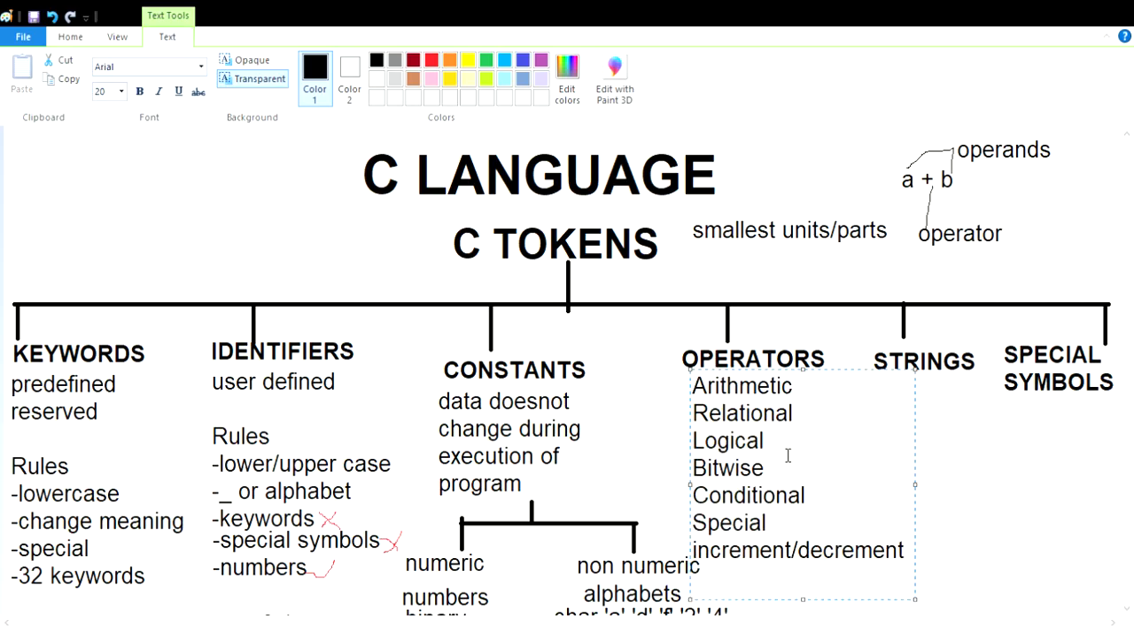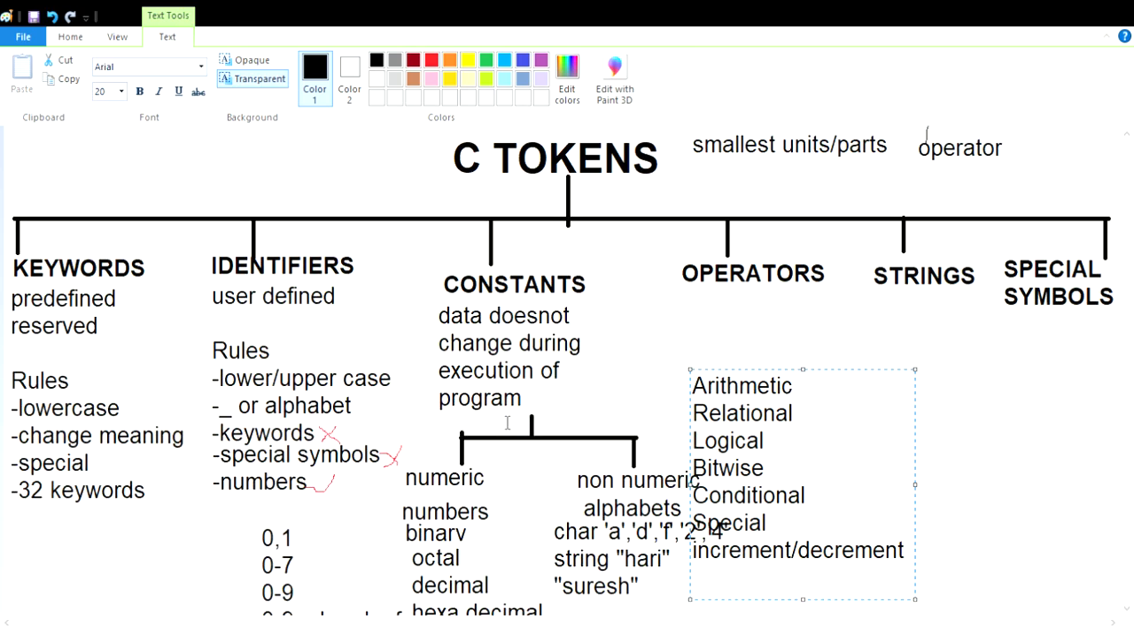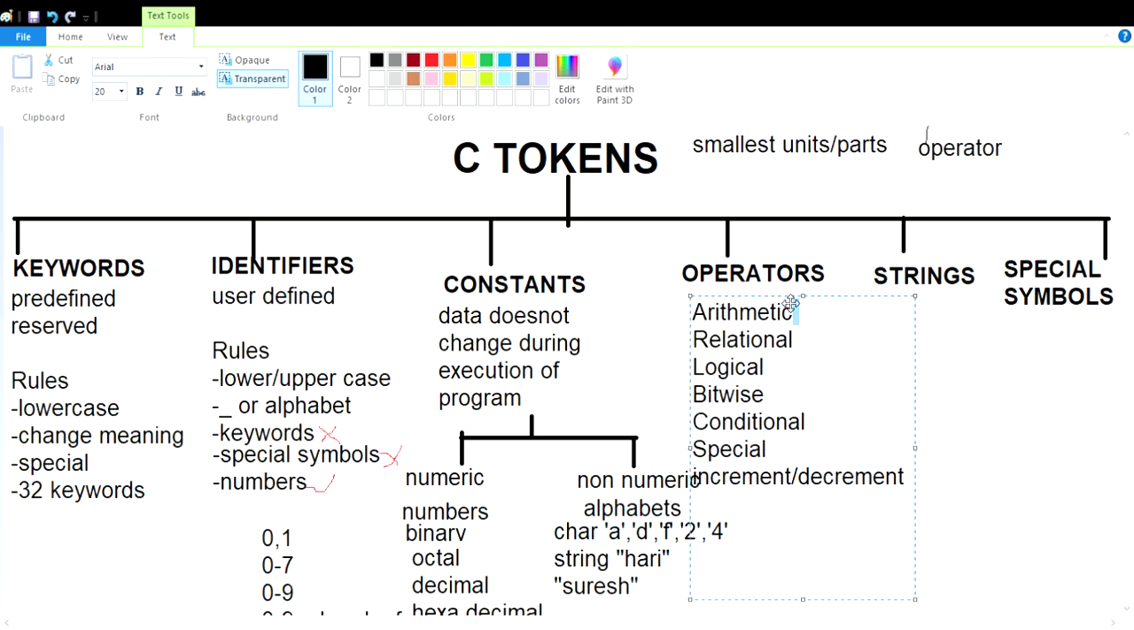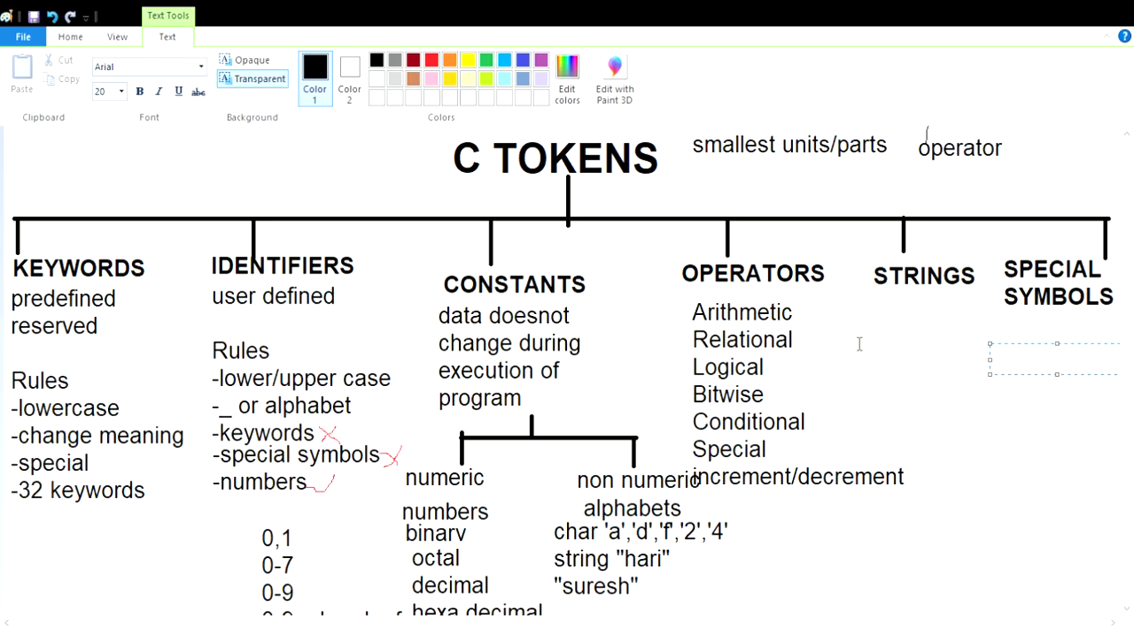What are these arithmetic, relational, logical, bitwise, conditional, special, and increment or decrement operators? We will see in the next video. I will explain briefly along with the programs in the next video. Okay, so this is about the operators concept. So next one is strings. Already we discussed that a string is a set of characters, combinedly we are calling it a string.